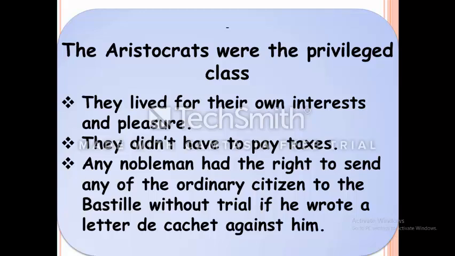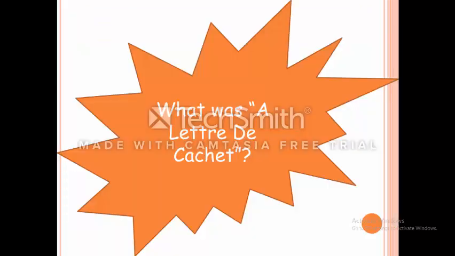In general, we can say the aristocrats were the privileged class. They lived for their own interests and pleasure. They didn't have to pay taxes. Any nobleman had the right to send any of the ordinary citizens to the Bastille without trial if he wrote a lettre de cachet against him.